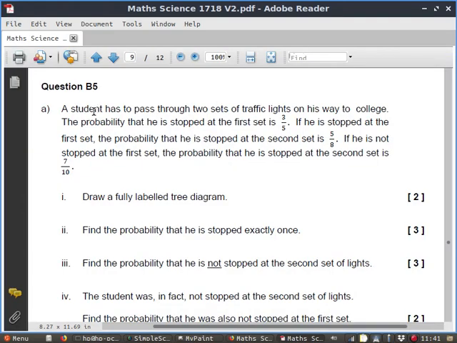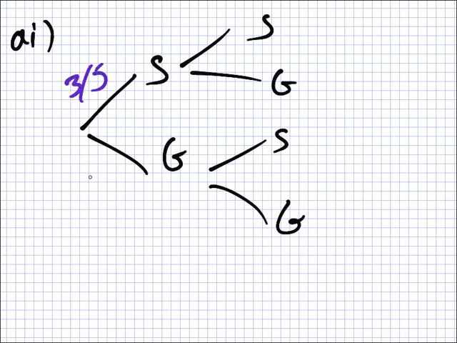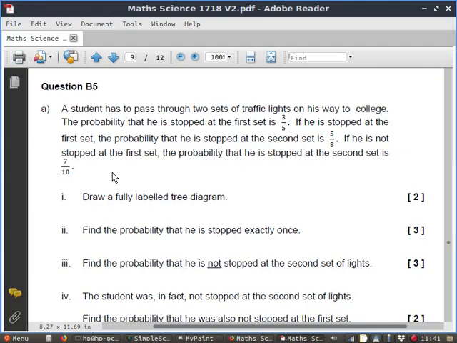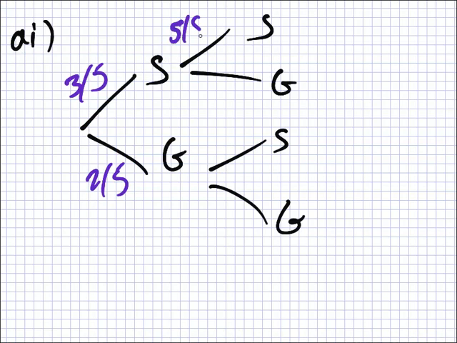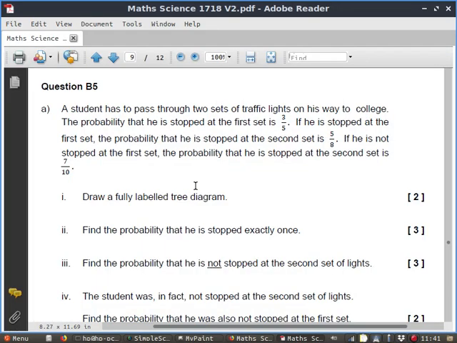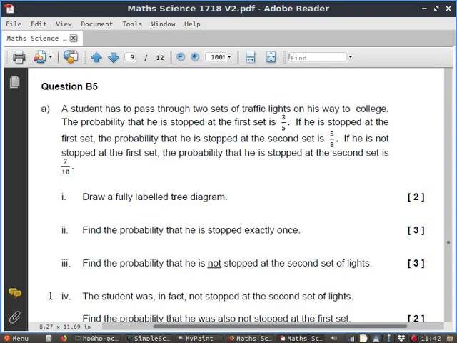The probability that he stops at the first set of lights is 3 over 5. So that's 2 over 5. If he is stopped at the first, then the second will be 5 over 8, so 3 over 8. And the next 7 over 10. And if he is not stopped at the first, then the stop at the second is 7 over 10, yeah? Like this? Yeah. Right, easy peasy. How many marks? 2. 2 for the first part.